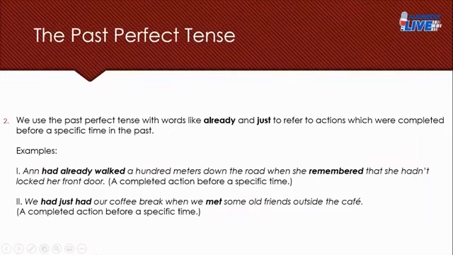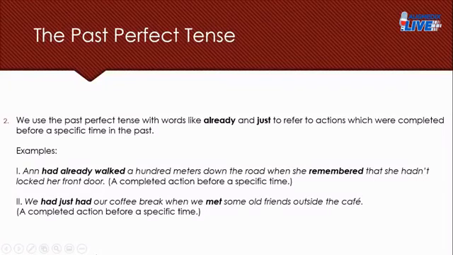So here again, you're going to talk about two actions, but you use the words already and just to refer to actions that were completed before their subsequent actions, before their following actions. And to emphasize the fact that the first event took place before the following event, we use words like already and just. All right, examples should make this idea clearer.